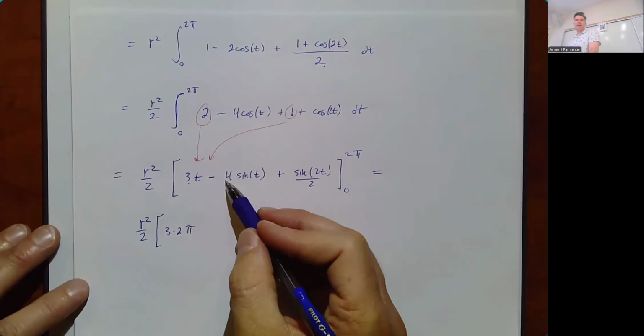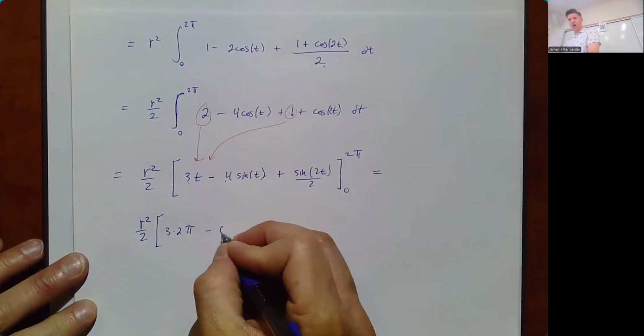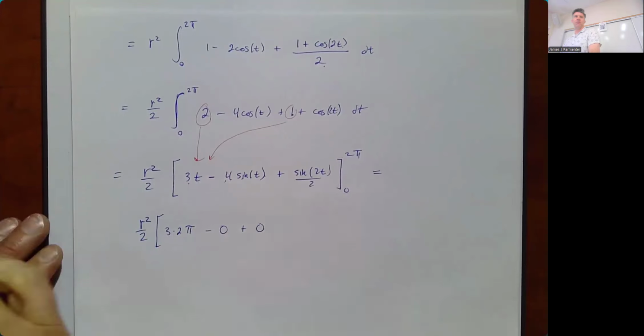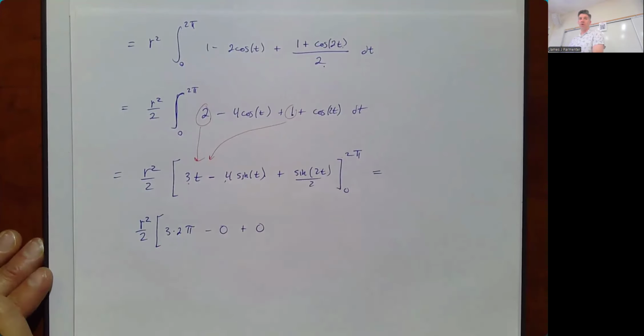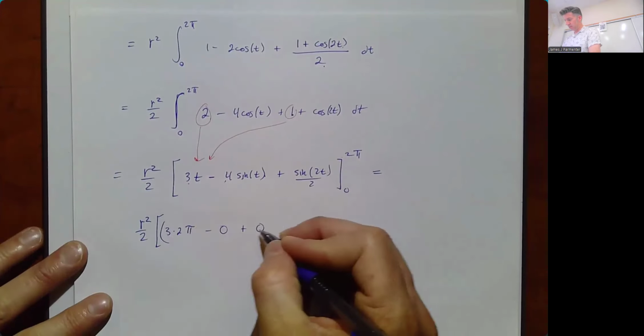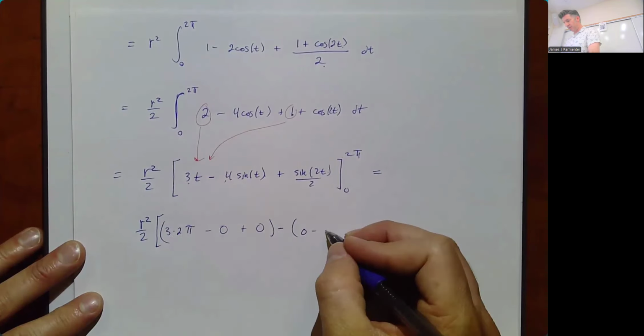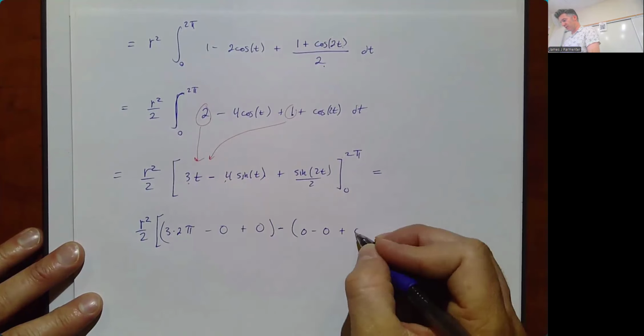You're going to get 4 times sine of 2 pi, which is 0. And you get sine of 4 pi over 2, which is also 0, because sine of any multiple of pi is always going to be 0. Minus, if you plug in 0, you're going to get 0 minus sine of 0, which is 0, plus sine of 0, which is 0.